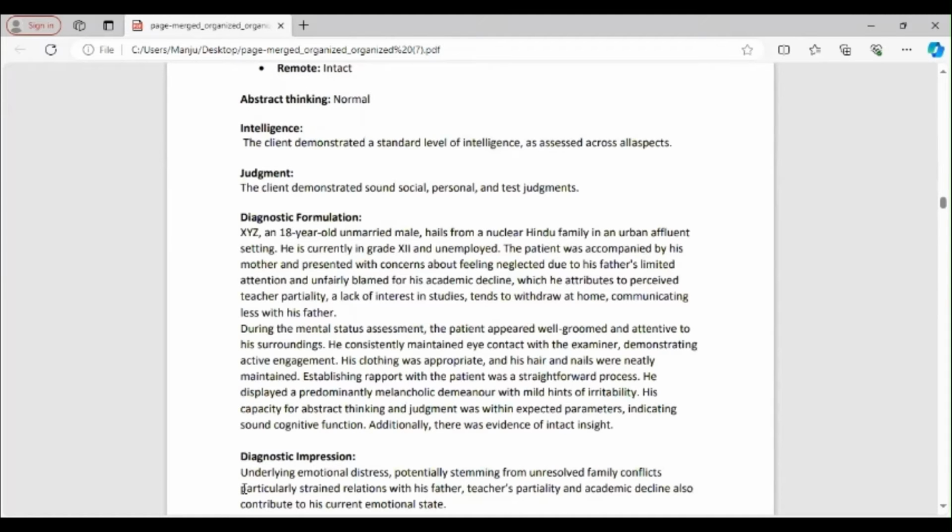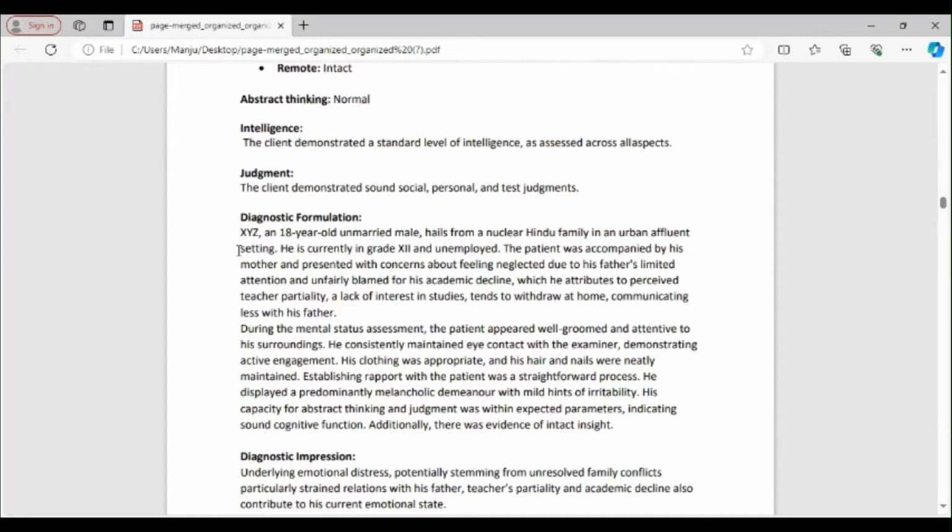Then intelligence, it is evaluated through various cognitive tasks and tests to assess problem solving abilities or reasoning skills and also overall intellectual functioning. Judgment is observed through patient's ability to make appropriate decisions and choices in various situations like in personal, social, or tests. Then diagnostic formulation. This refers to significant features of client's history. So we include all the significant features of client's history in this.